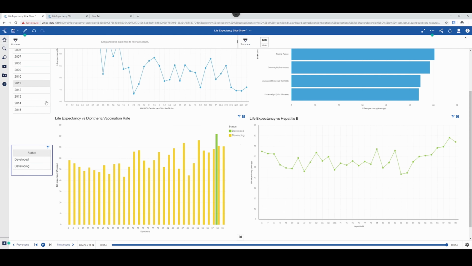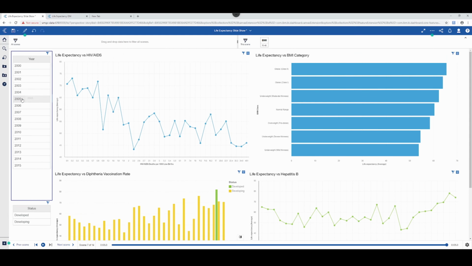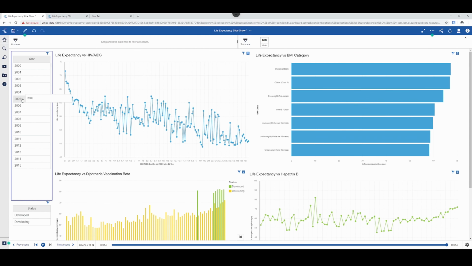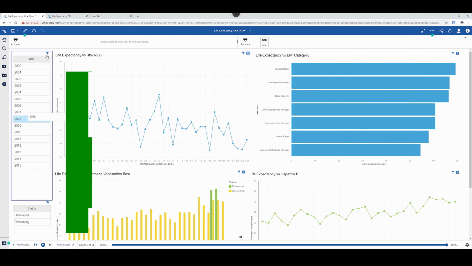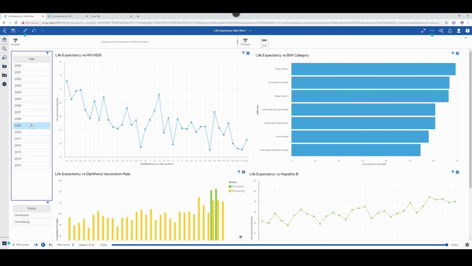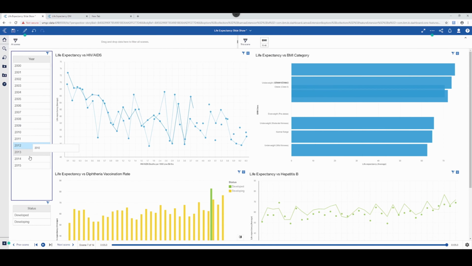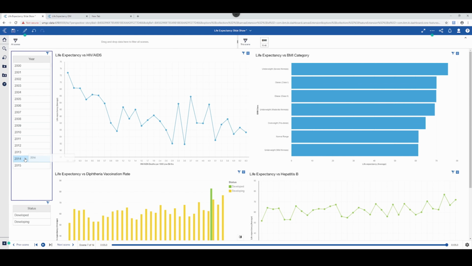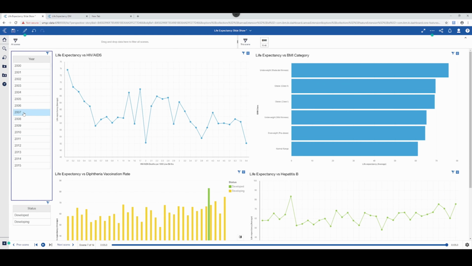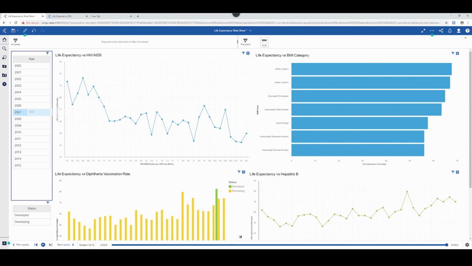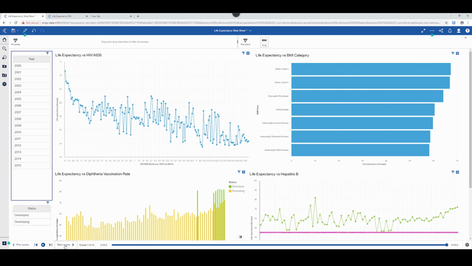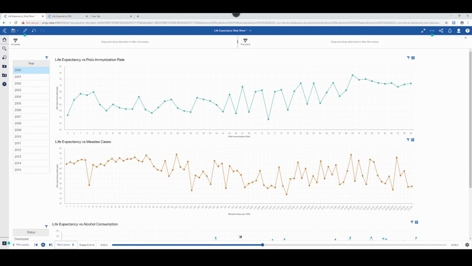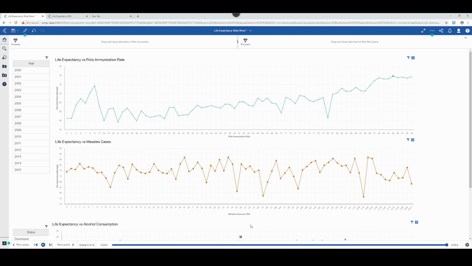Okay, so again, we can also filter these by year. So right now this is all years. If we select a specific year, the graphs will change accordingly. Okay, so let's move on to the next scene now. Okay, here's scene 8.